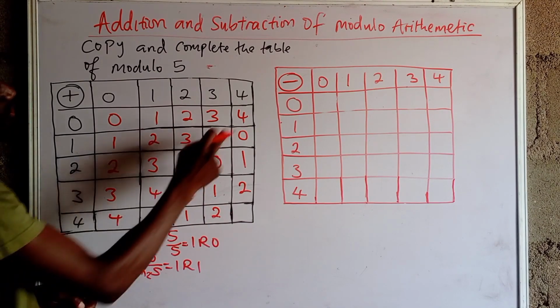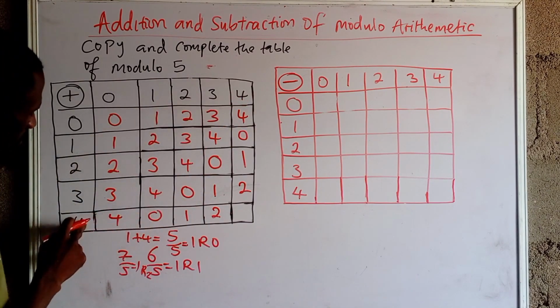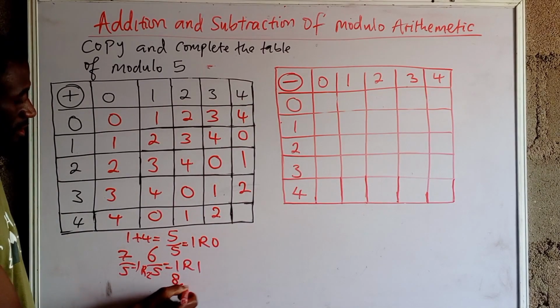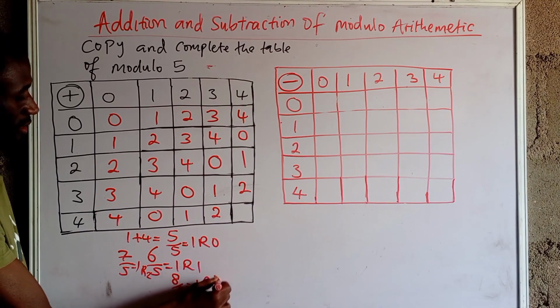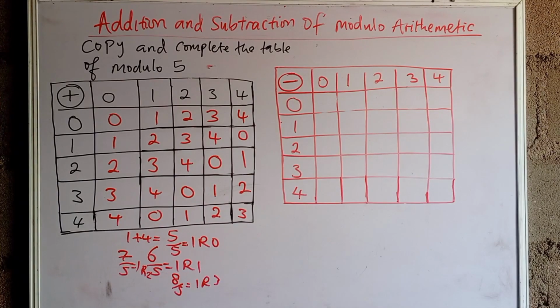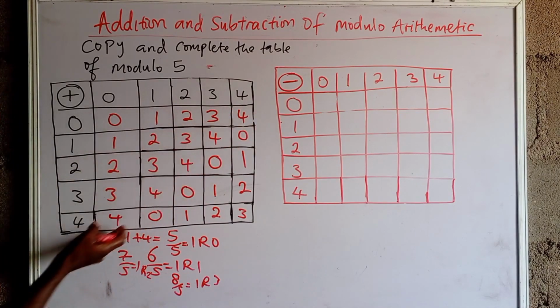Then 4 plus 4 is 8. 8 divided by 5 is equal to 1 remainder 3. Here is 3. Once you solve the modulo, there is a diagonal line that you are supposed to consider.